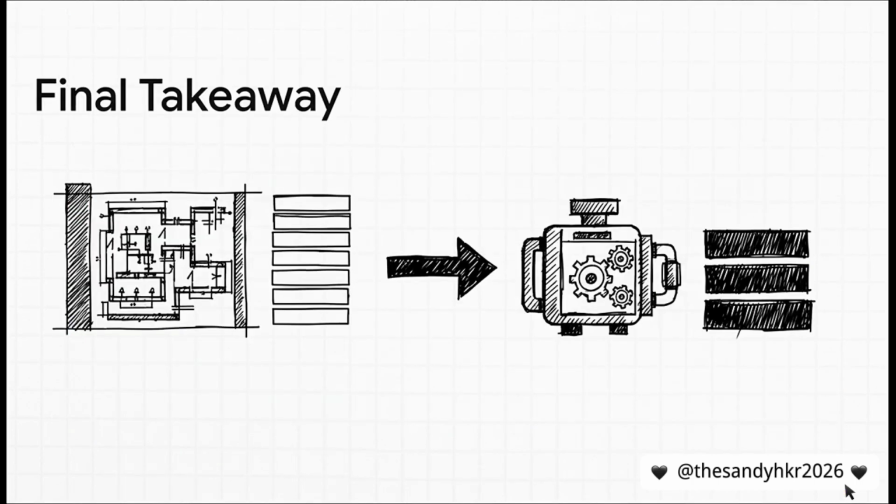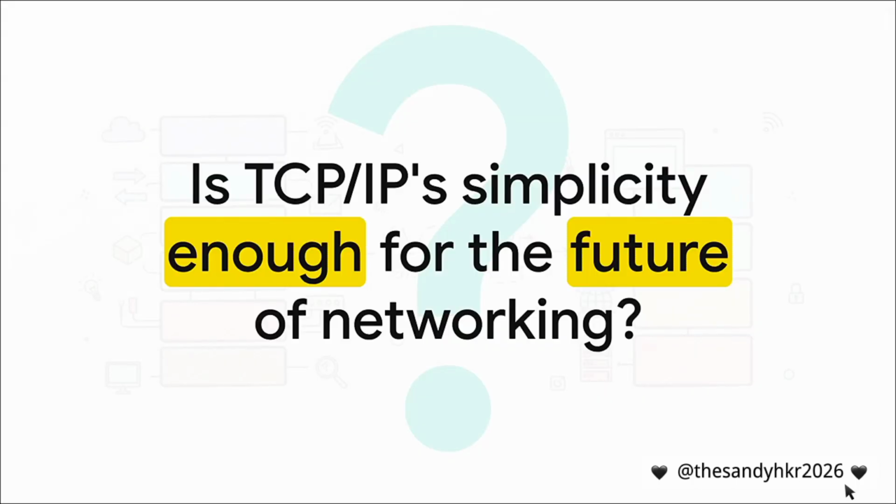So, to wrap this all up in a neat little bow, the OSI model is that beautiful, detailed 7-layer blueprint. The TCP/IP model is the simplified 4-layer engine that took those brilliant concepts and actually built the internet with them. One is the perfect what if, and the other is the practical what is. And that leaves us with a fascinating question to think about.